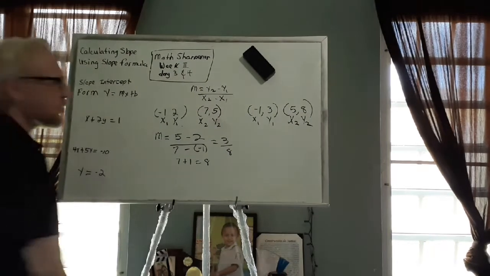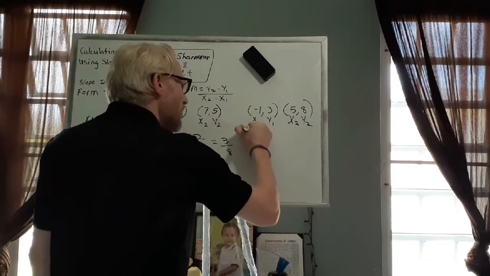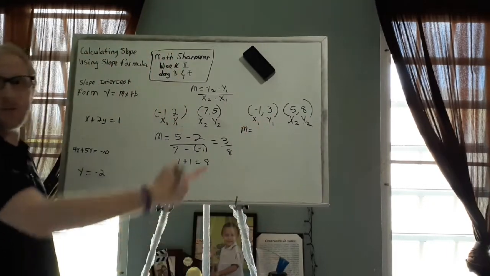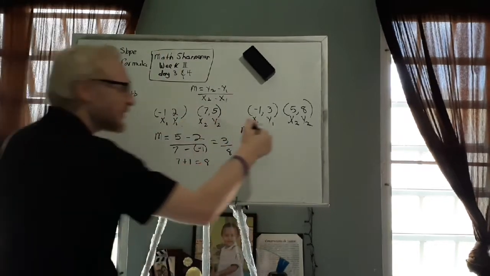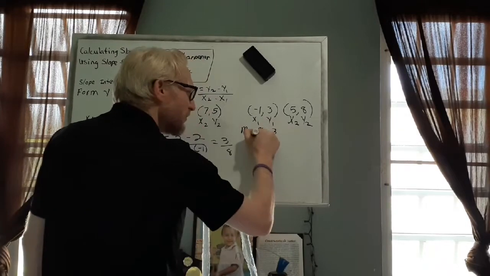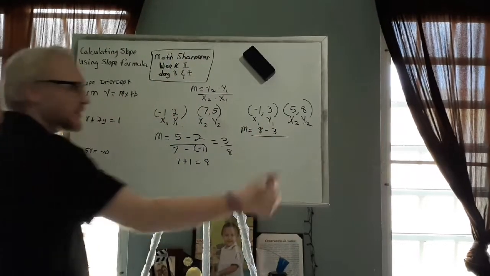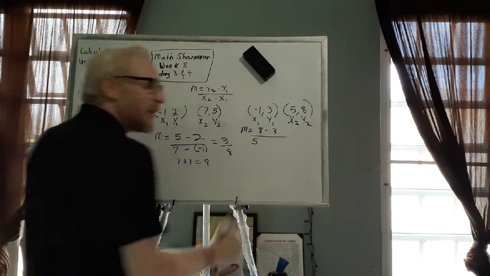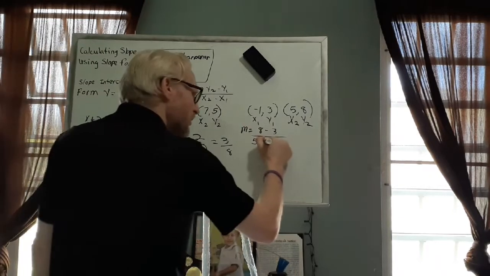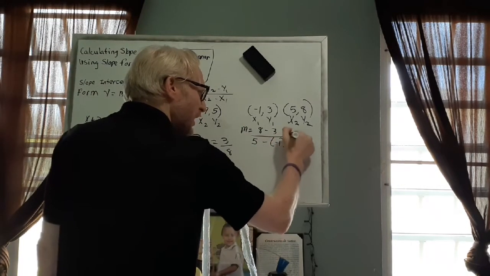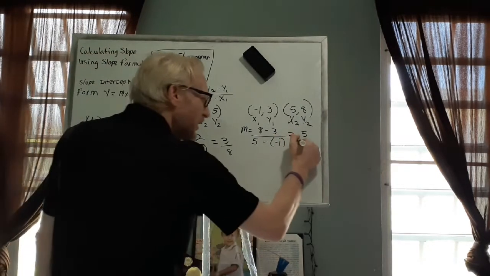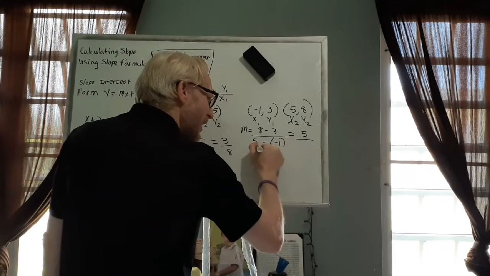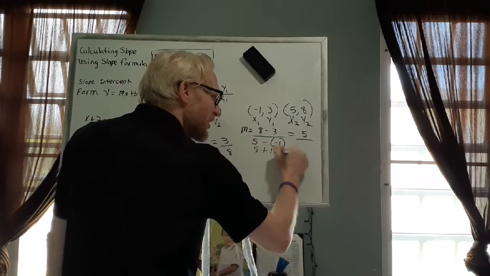So what you guys are going to do is just plug them into the formula, and we're going to say m equals our y sub 2, in this case is 8. Our y sub 1 in this case is 3. Our x sub 2 in this case is 5. And our x sub 1 in this case is negative 1. So minus negative 1. And 8 minus 3 is 5. And 5 minus negative 1 is actually, I add that, and that would be 6.